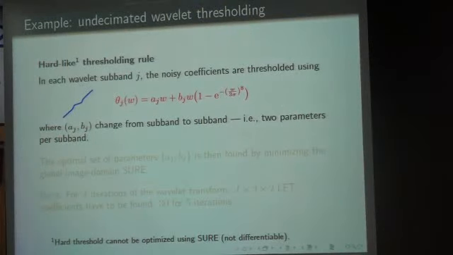Now we can also do undecimated wavelet thresholding, so redundant wavelets. We have observed that if we keep the same thresholding rule, then the results are not as good as if we use something that is more like a hard threshold. So slightly better, I would say, but it's interesting to use something that looks like that.